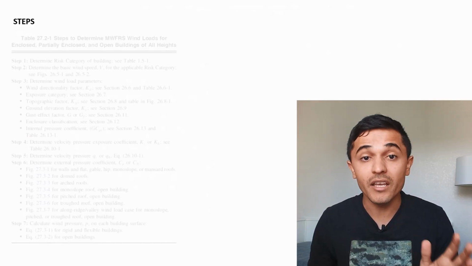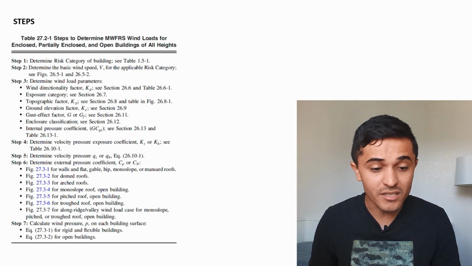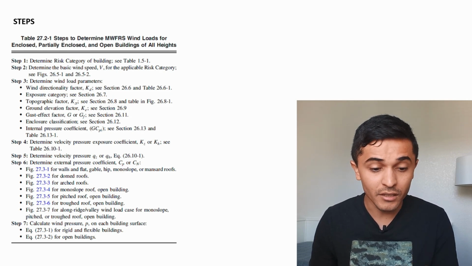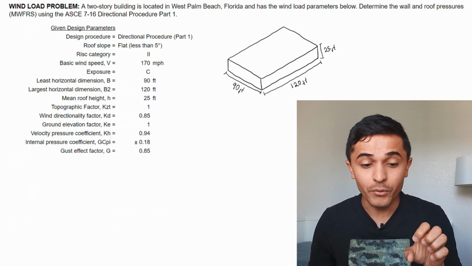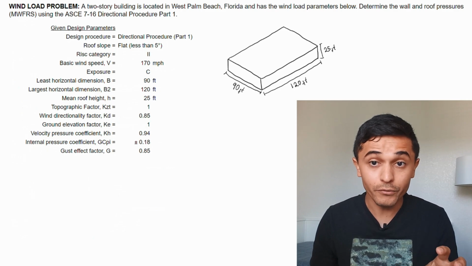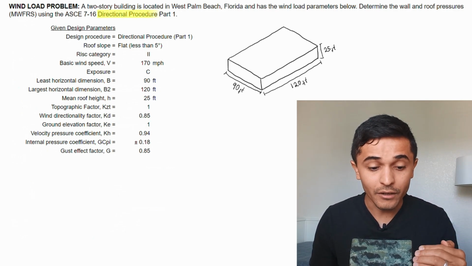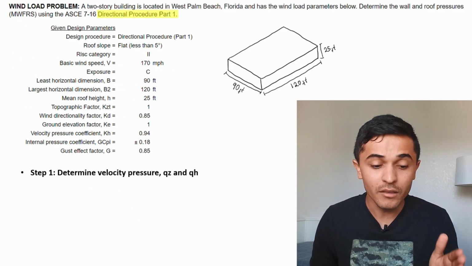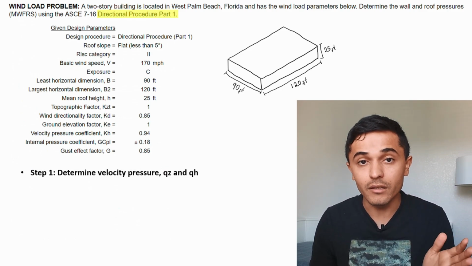Now for our steps, again, you can go through all these steps in this table 27.2-1 from ASCE. We're going to do our example here, the same example that we've done before, and I'm going to outline all these steps that we're going to follow in the directional procedure part 1. The first step will be calculating the velocity pressure, qz, or qh if it's at the top of the building.